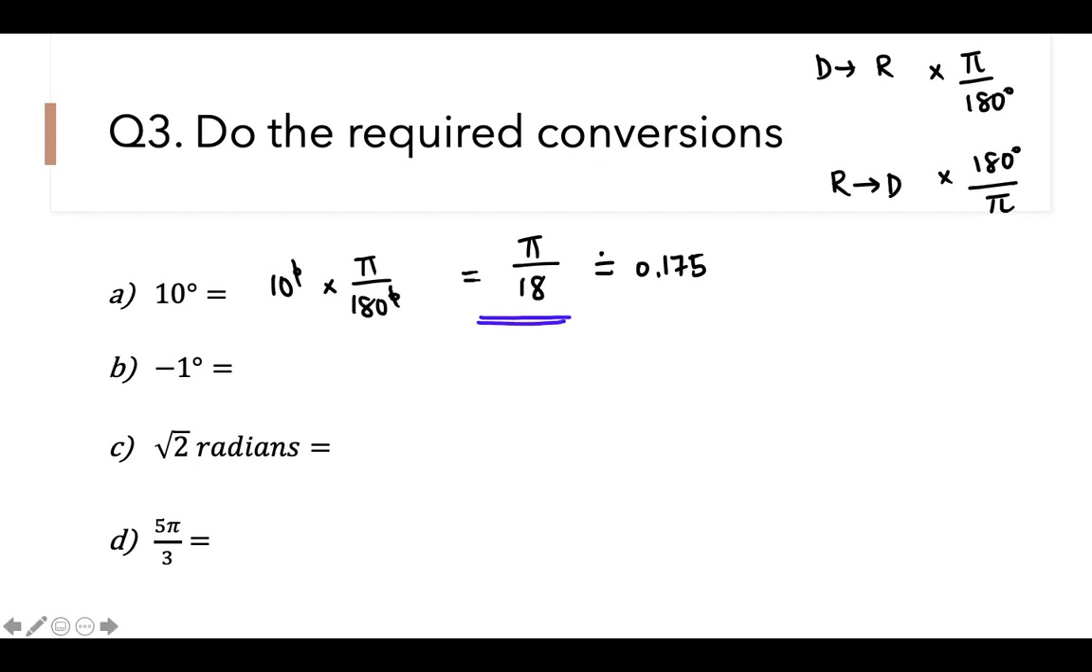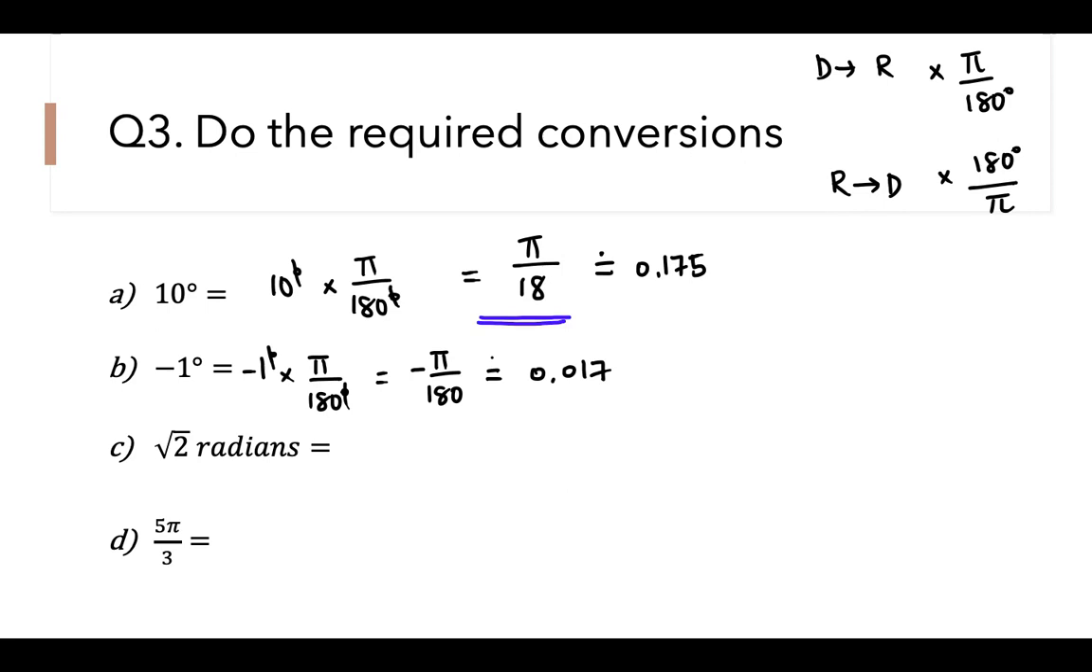Okay. Next, we have -1 degrees. We are going from degree to radian, so we're going to multiply -1 degree times pi over 180. So degree and degree cancel out. I have negative pi over 180. So therefore, this is going to be approximately 0.017 radian.